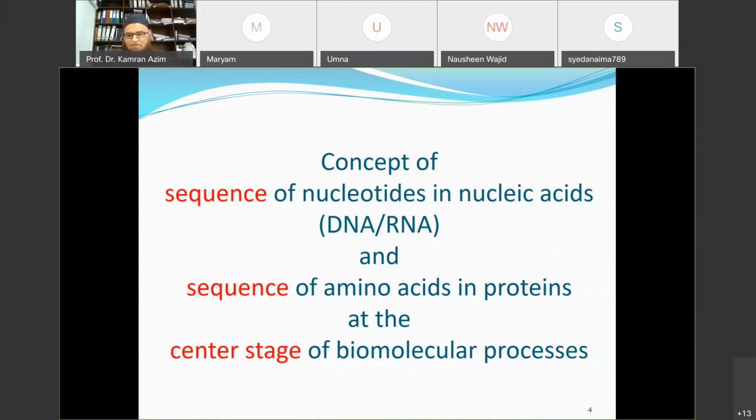It is like the alphabets, because alphabets are a basic requirement for any language, and the arrangement of alphabets in the language is important. If we change the arrangement of alphabets, the meaning or wording will be changed. So that is the sequence and the identity of nucleotides, and the sequence of nucleotides in DNA is at the center stage of biomolecular processes.